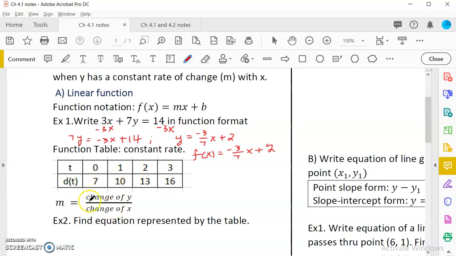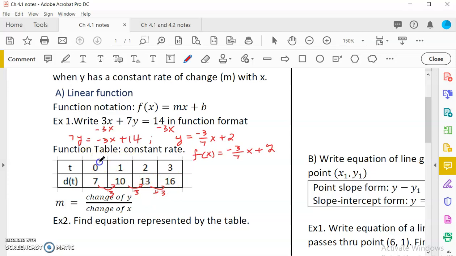For a linear function, we have a constant: the change of y over the change of x is always the same number. So let's see in between, what's the change of y here? y2 minus y1 is 3, right? y2 minus y1, this one is also 3. From 10 to 13 is plus 3. y2 minus y1 is also plus 3.